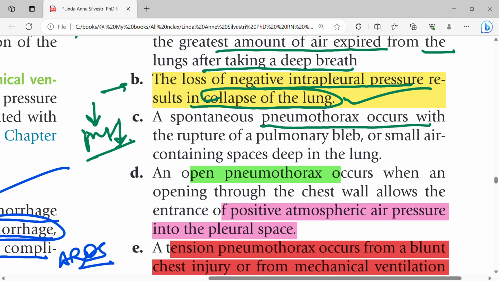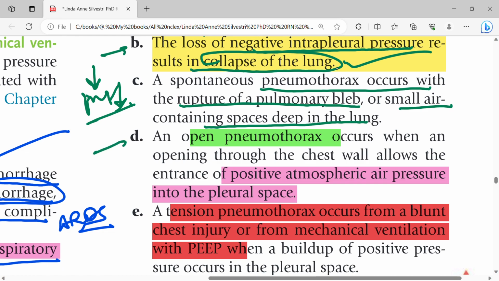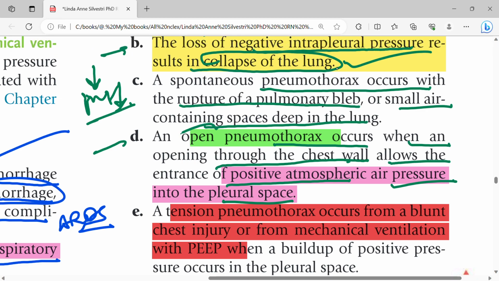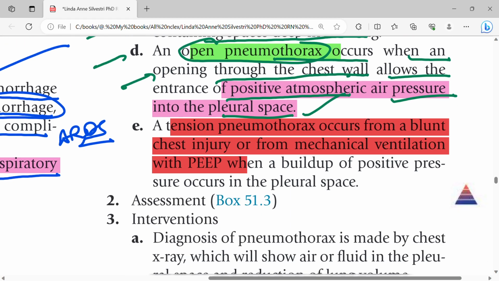Spontaneous pneumothorax occurs with the rupture of a pulmonary valve or a small air-containing space deep in the lungs. The next one is open pneumothorax, which occurs when an opening through the chest wall allows the entrance of positive atmospheric air pressure into the pleural space.